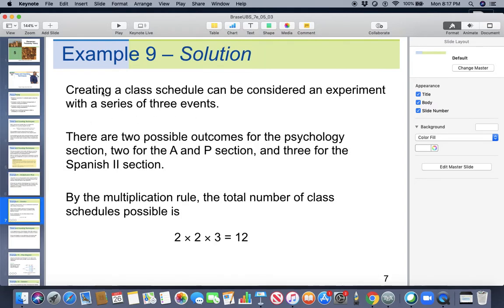Creating a class schedule can be considered an experiment with a series of three events. There are two possible outcomes for psychology because there are two sections available for psychology. Two for A and P section and three for Spanish section. So 2 for psychology times 2 for physiology and 3 for Spanish. So in all, when you multiply, you get 12 options, 12 possible schedules.